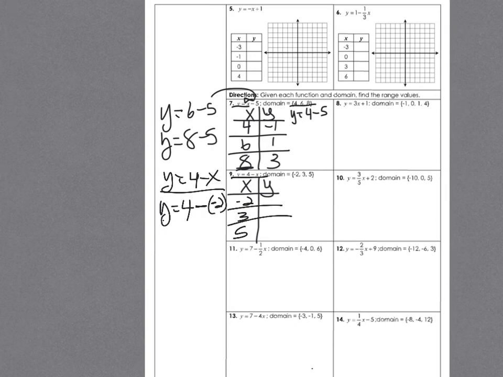Okay, so 4 minus -2 is the same thing as 4 plus 2, so y equals 6. And then we have y equals 4 minus 3, so that's 1. And then y equals 4 minus, our domain is 5, so that's -1.